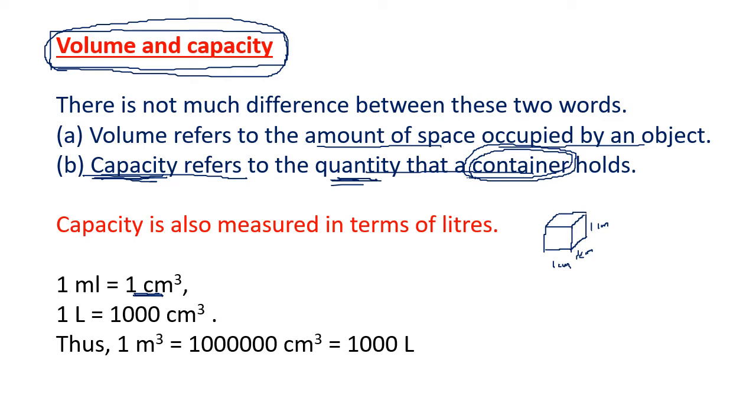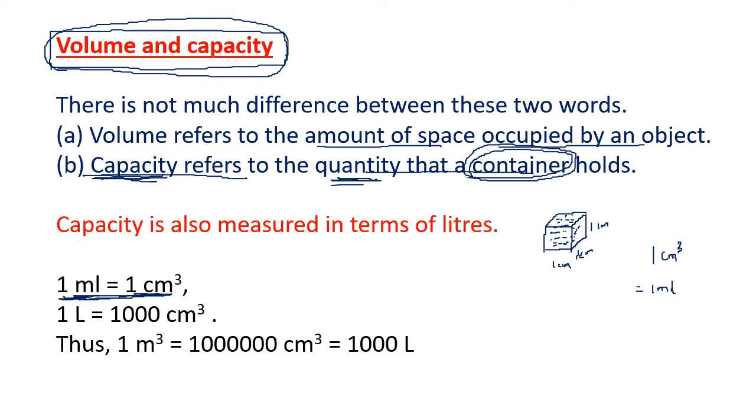A centimeter cube is a cube whose length is 1 centimeter, breadth is 1 centimeter and height is 1 centimeter. Means the volume of this cube is 1 centimeter cube. Now if this cube was hollow and I filled it with water, how much water could this cube hold? The amount of water in 1 centimeter cube is equal to 1 milliliter. So 1 milliliter is the amount of water held in a cube of 1 centimeter.